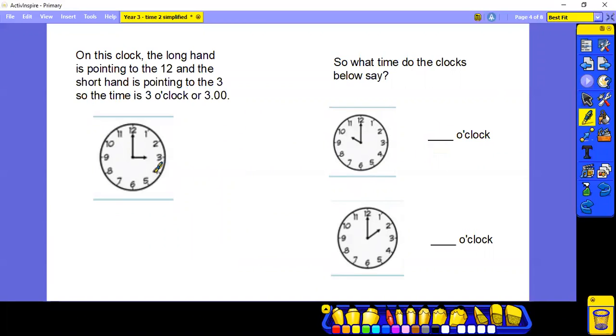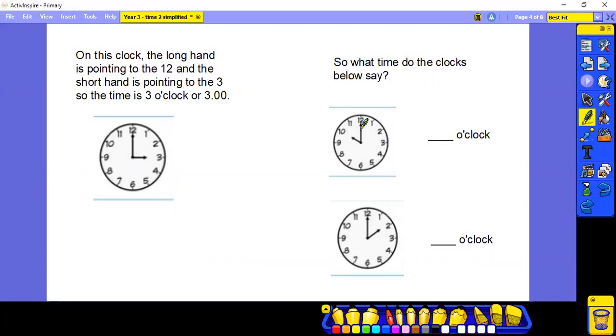On this clock, the long hand is pointing to the 12 and the short hand is pointing to the 3. So the time is 3 o'clock or 3.00. That's the digital form. So what time do the clocks below say? Pause and have a go.